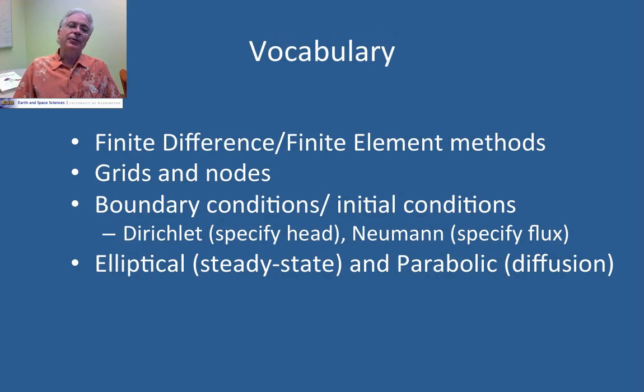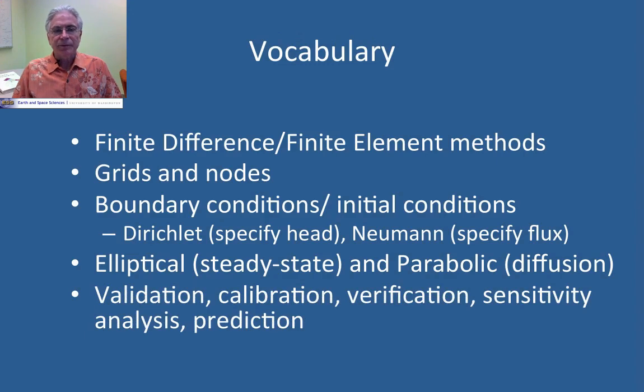You have Dirichlet boundary conditions, which are head specified at the boundary, or Neumann boundary conditions, in which flux is specified at the boundary. A steady state solution is an elliptical form of the differential equation, while a diffusion equation, which has the time dependence, is a parabolic form.